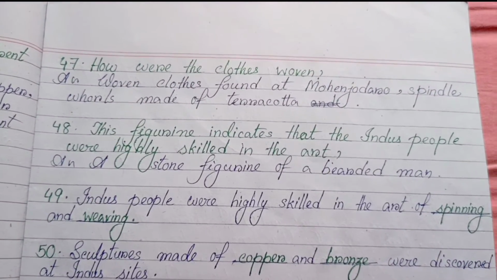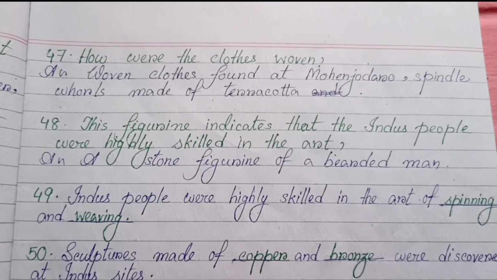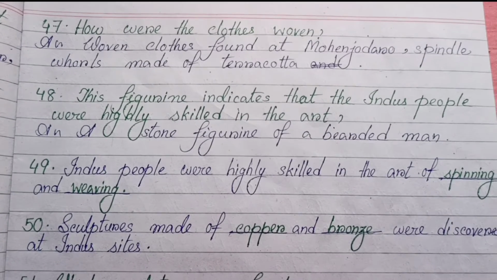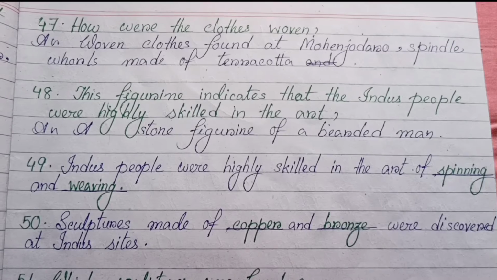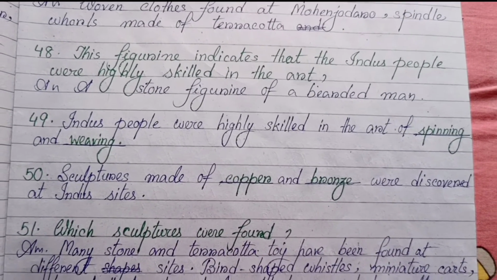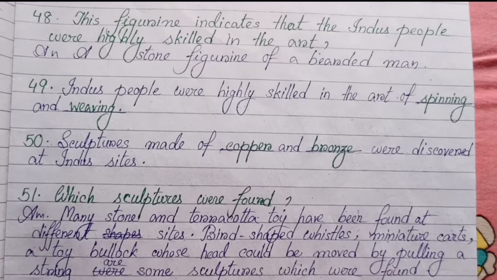How were the clothes woven? Woven clothes were found at Mohenjo-daro, and spindle whorls made of terracotta. 48. The figurines indicate that the Indus people were highly skilled in the art. A stone figurine of a bearded man. 49. Indus people were highly skilled in the art of spinning and weaving.